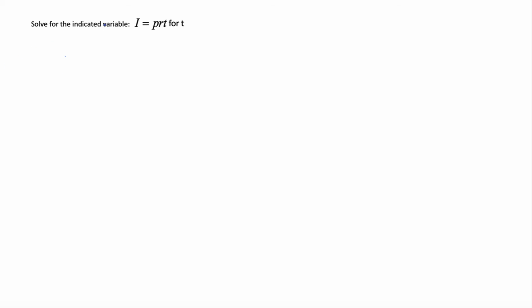Solve for an indicated variable. So the formula in this case is I equals PRT, but we want to solve this for t. Right? So what does that mean to solve for t? Well, we notice in the formula itself which variable is by itself.